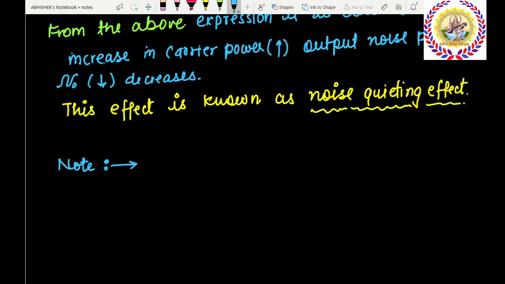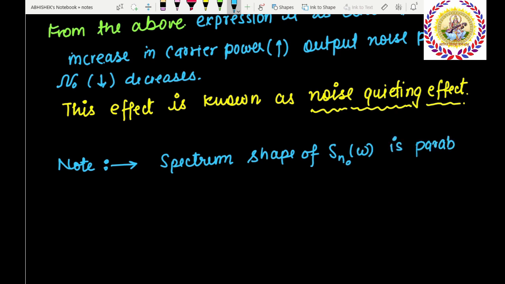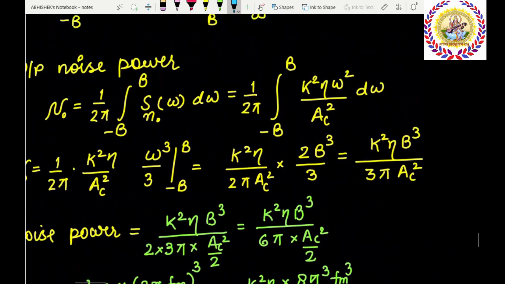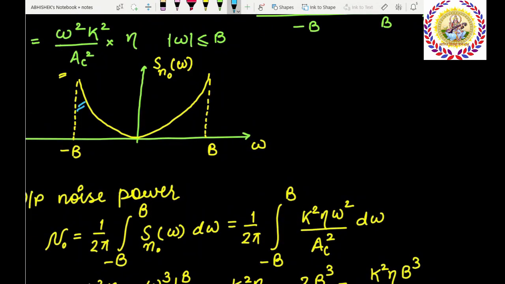Note that the spectrum shape of Sn naught omega is parabolic in nature. I am talking about the shape. You can see in this figure, this is the parabolic shape.